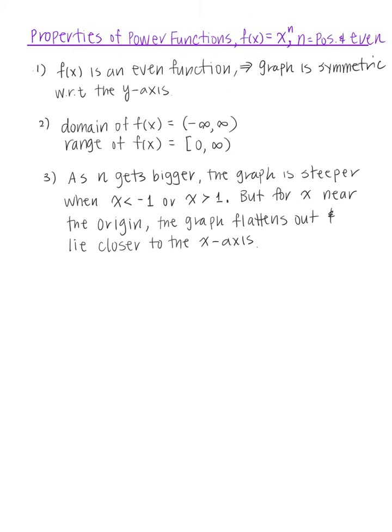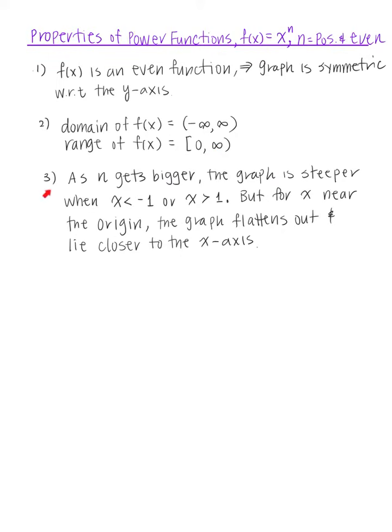So here's the summary of properties of power functions. f(x) = x^n, where n is positive and also at the same time an even number, or integers I should say. Property 1: f(x) is an even function, which implies that the graph must be symmetric with respect to the y-axis. And the domain of f(x) is the set of all real numbers, and the range of f(x) is from closed bracket 0 all the way up to infinity.